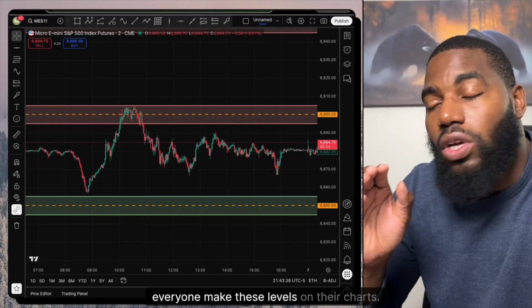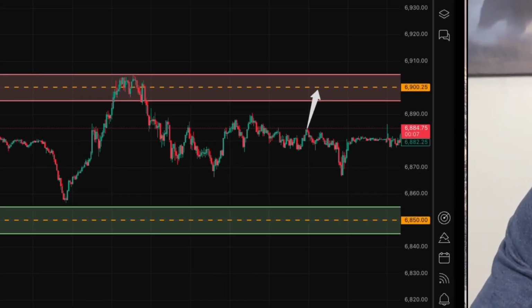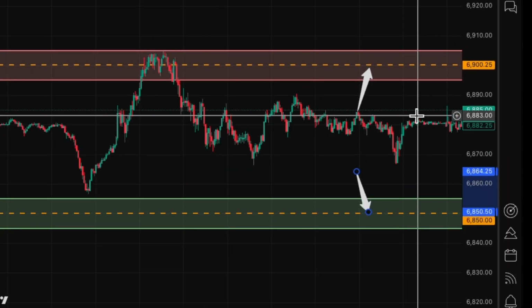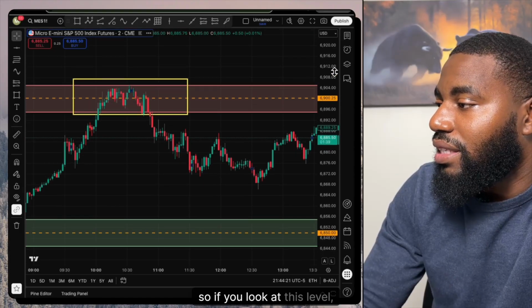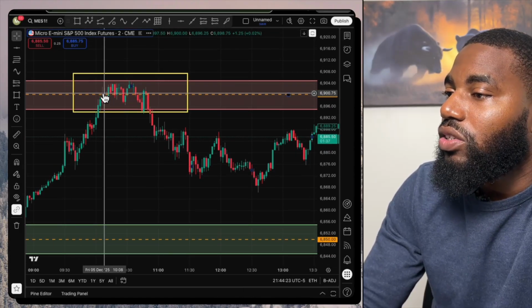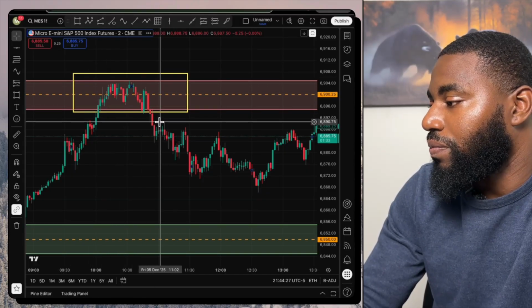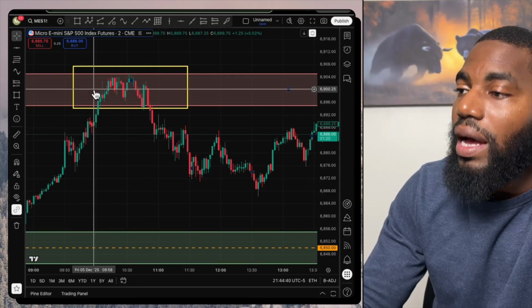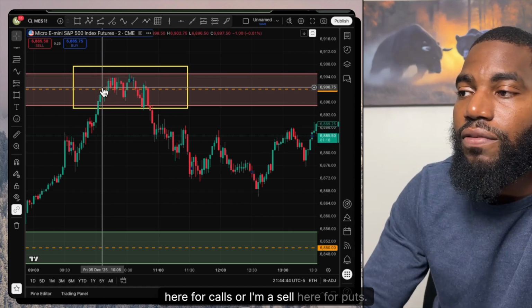Everyone makes these levels on their charts, but here's what almost nobody tells you about these psychological levels. You rarely make money at these levels. You make money trading reactions at this level. If you look at this level, 6,900, you're not making money here. You've got to make money around this level. Most traders think if price hits this 6,900 level, I'm going to sell here, or I'm going to buy here for calls, or I'm going to sell here for puts.